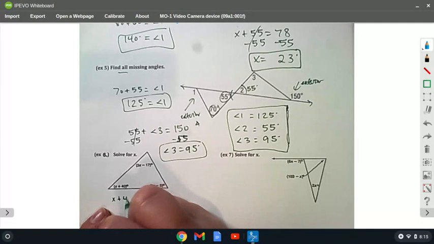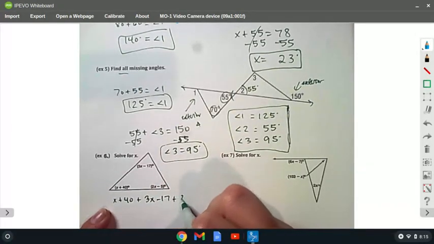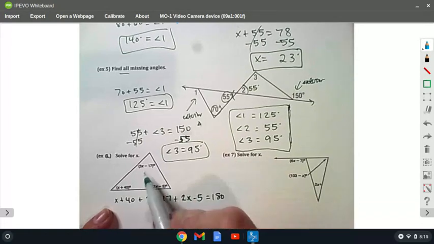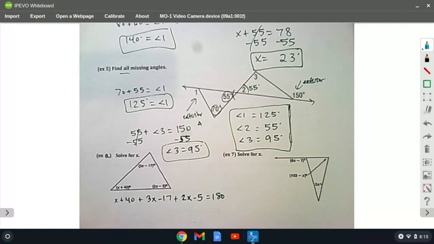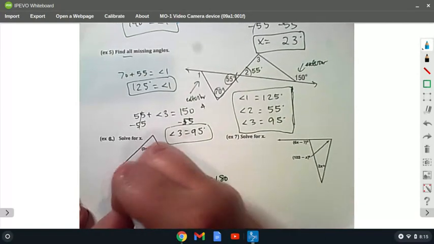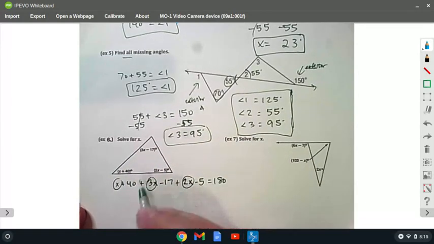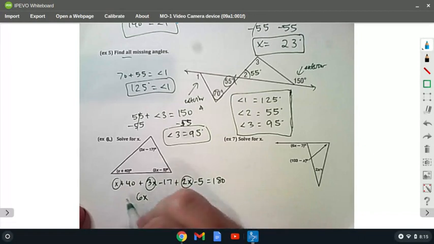So I'm just going to grab each one of these, rewrite them, add them together, and then set them equal to 180. So I'm adding the 3 angles together, setting them equal to 180. I'm going to combine all my like terms. So x and 3x is 4x, and 2x is 6x.